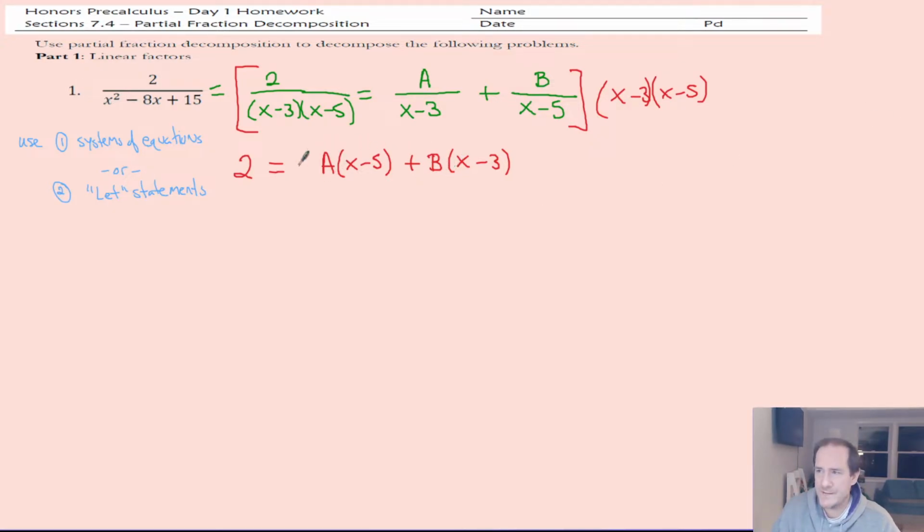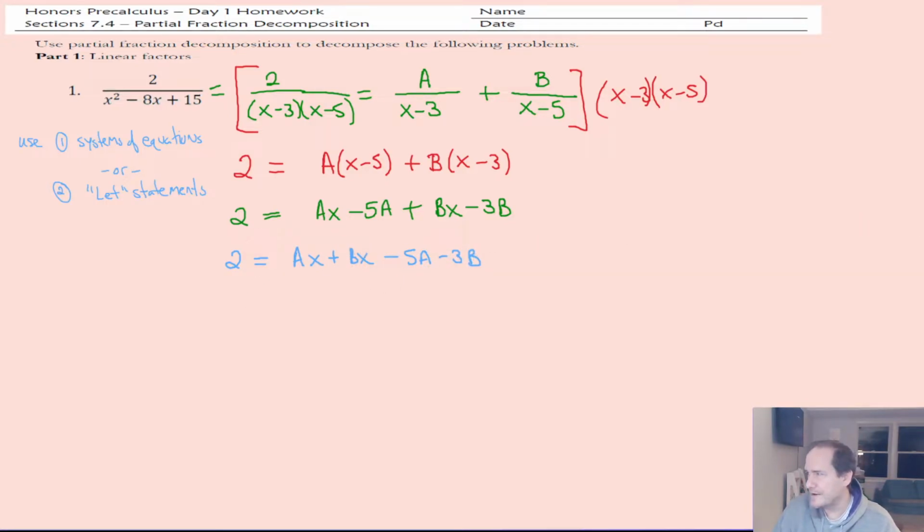So to solve for a and b by a system of equations, you would take the a and distribute it in. You'd get ax minus 5a. Then you'll take the b and distribute that in. You'll get bx minus 3b. Then the idea is you want to get your like terms together. So you go ax and bx. And then you get your constants, the minus 5a, minus 3b.